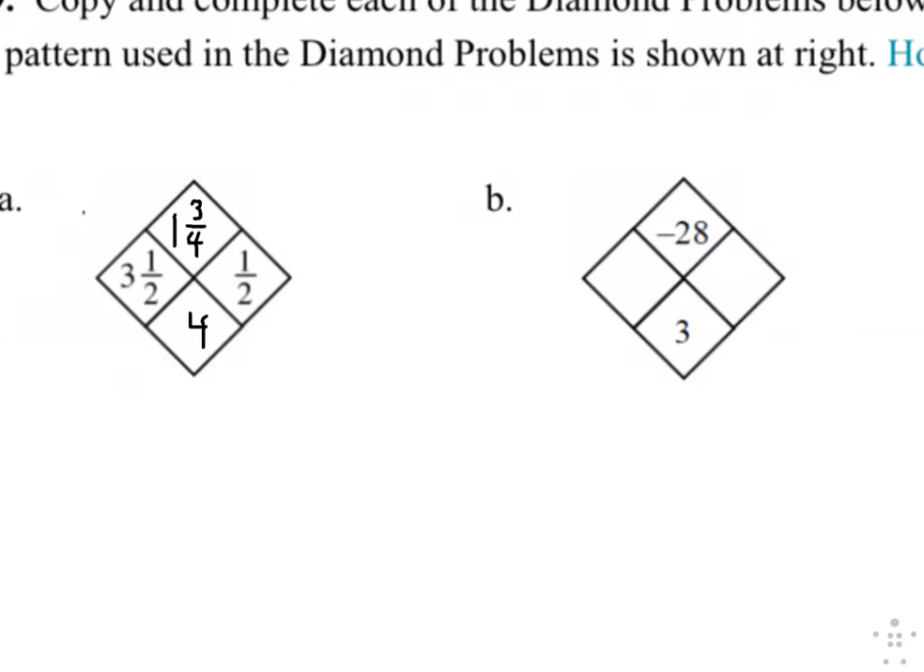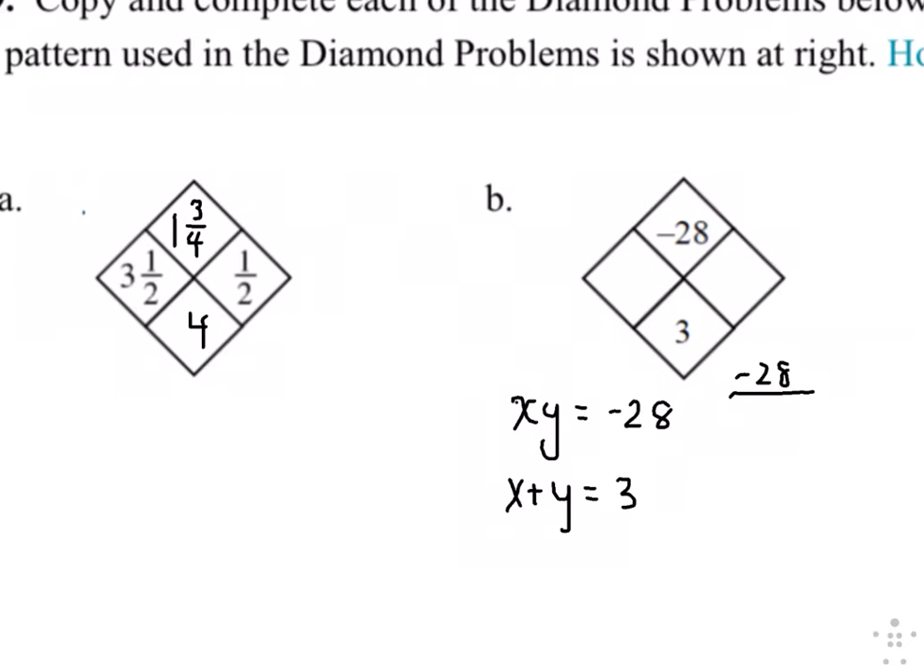And then the next one, what times what is negative 28, and added is 3. So the question is, if I called it x and y, x times y equals negative 28, right? And x plus y equals 3. So I think it's easiest to think of all the multiples of negative 28, right?